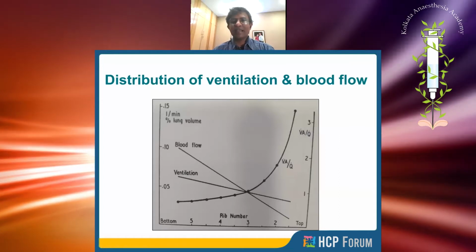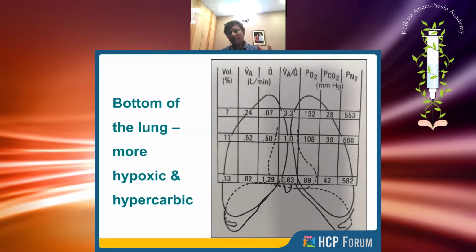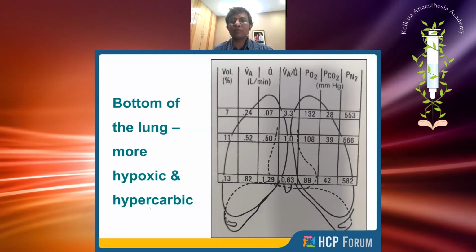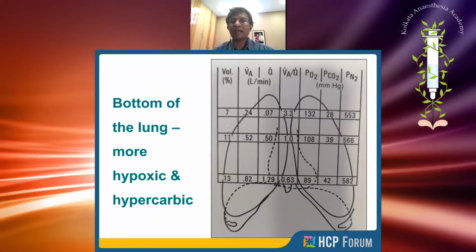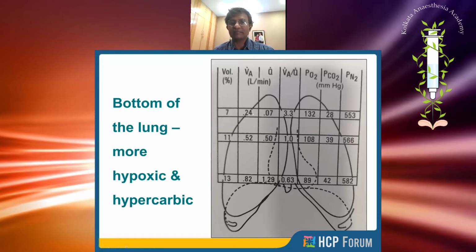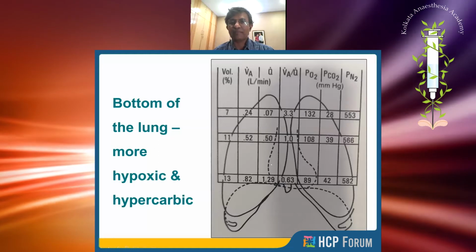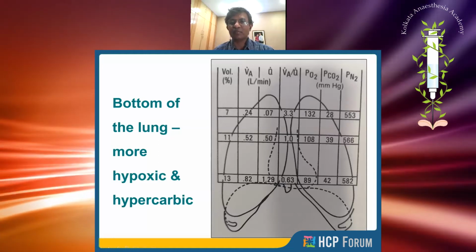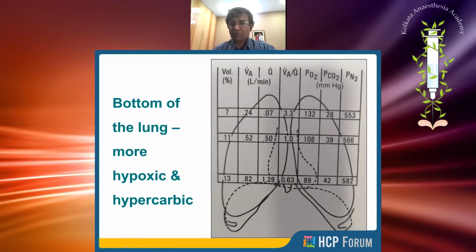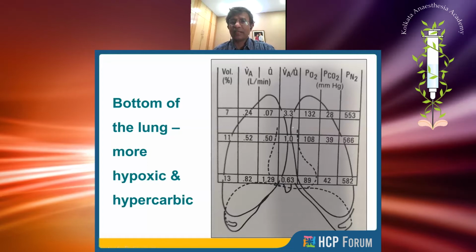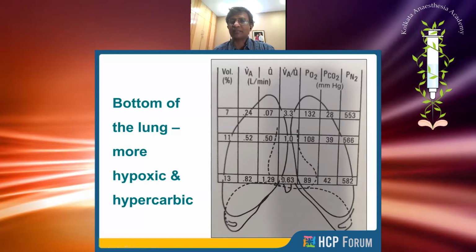So which essentially leads to this kind of a figure that you get, that if you look from the apices and you go down, and if you look at what is happening to ventilation, it is going up. What is happening to perfusion, it is also going up, but the rate of change of perfusion is more than the rate of change of ventilation. And if you see from top as you go down, the VQ ratio is going down, and it is reaching the lowest at the bases, the bottom of the lung.